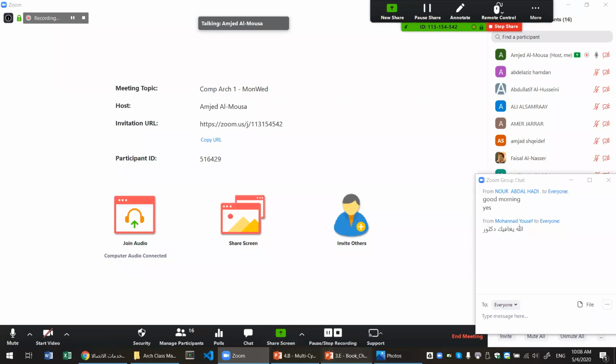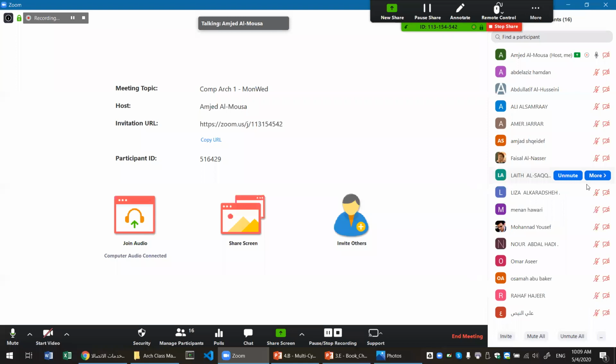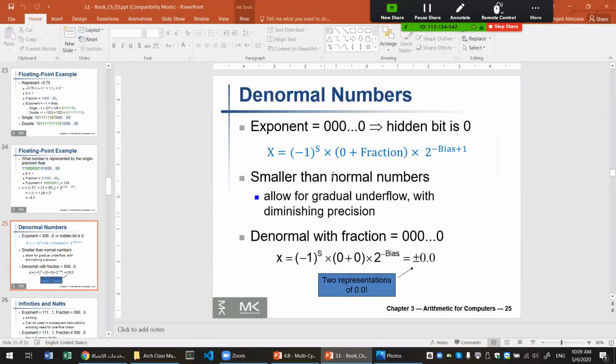So here is the summary of what I found. The formula in the slides for the denormal, these are the slides from the book, used to be 2 to the minus bias, which is minus 127. However, it looks like this is actually not correct. The formula for the denormal should be 2 to the minus bias plus 1. So it is actually 2 to the minus 126, as your colleagues said, not minus 127.